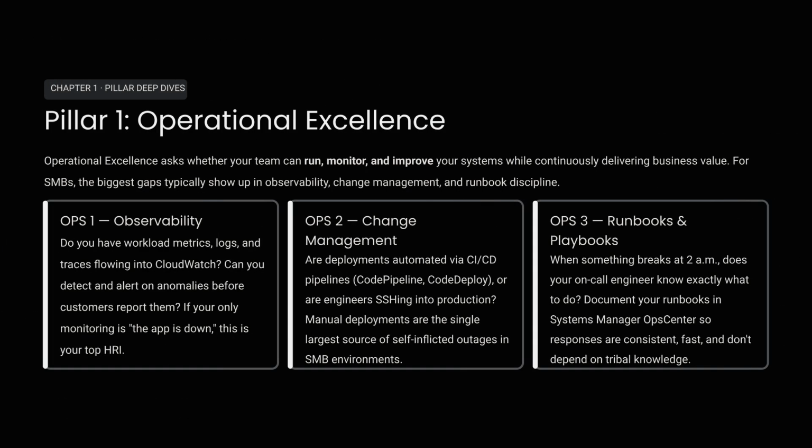Pillar 1, Operational Excellence, focuses on running, monitoring, and improving systems for continuous business value. Key gaps for SMBs are observability, change management, and runbooks and playbooks. Make sure you have workload metrics, use automated deployments, and document your incident response procedures.